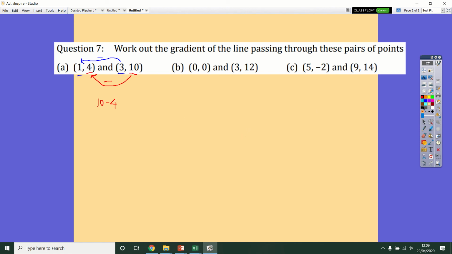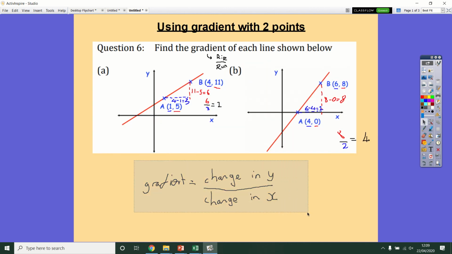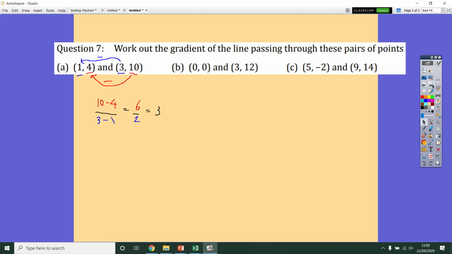So for my gradient sum, I've got change in y on the top, 10 minus 4. I've got change in x on the bottom, that's 3 minus 1. And if I work those things out, then the numerator is 6. The denominator is 3 minus 1, that's 2. So the gradient is 6 divided by 2, which is 3. What I might do, if you give me a second, is copy this across so you've got it handy. Okay, there it is.